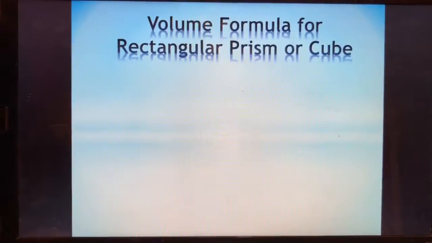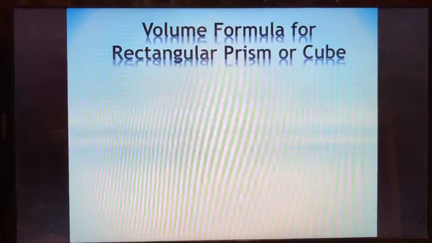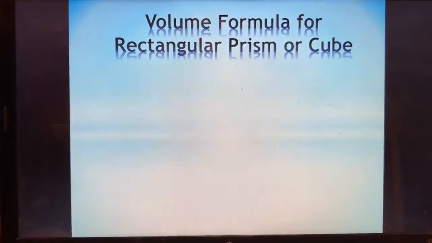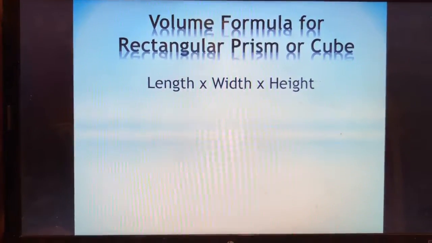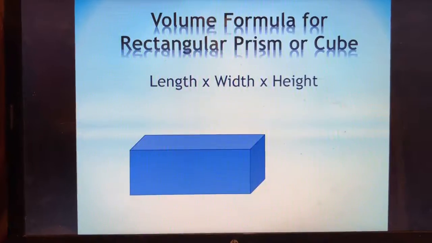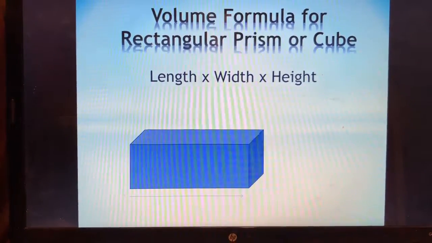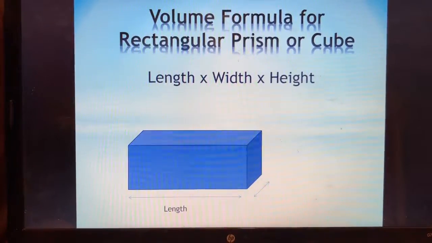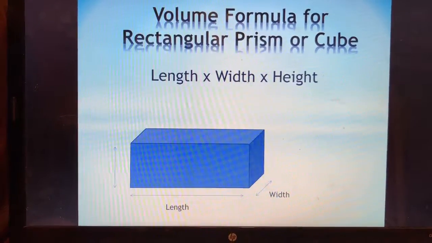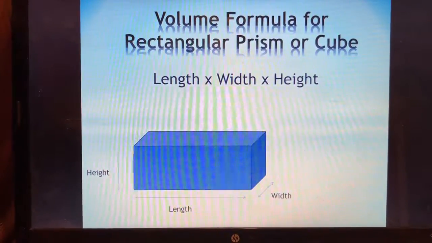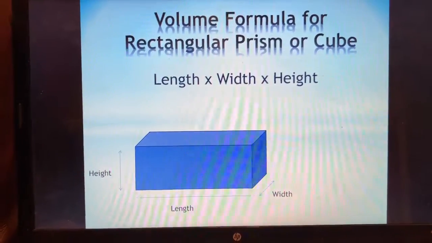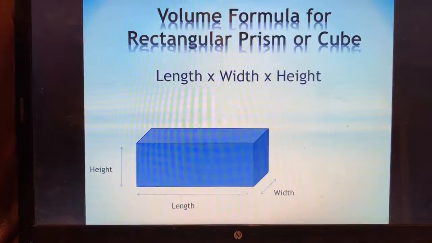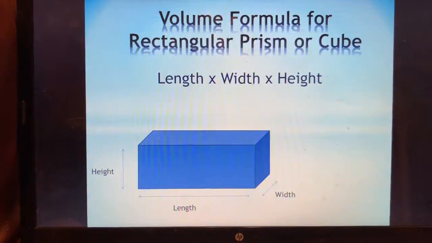So if we wanted to find the volume for a rectangular prism or for a cube, there is a formula that we have to follow. And the formula is length times width times height. So if we look at this rectangular prism, we see the length, the width, and the height. So if we see a shape and we can determine those 3 measurements, we can easily find the volume of that shape by multiplying length times width times height.